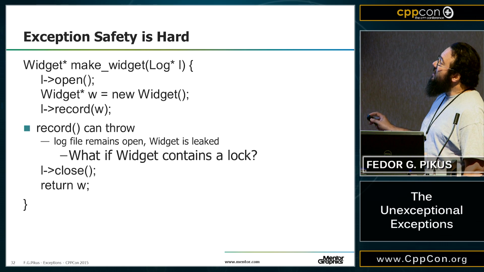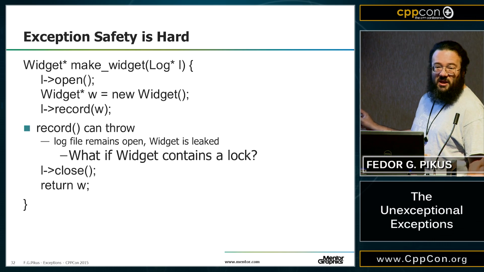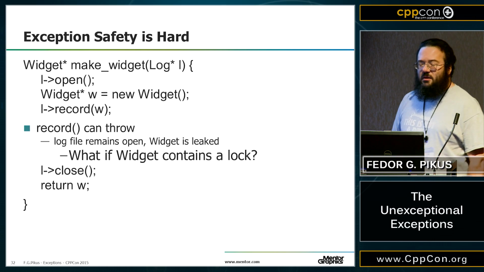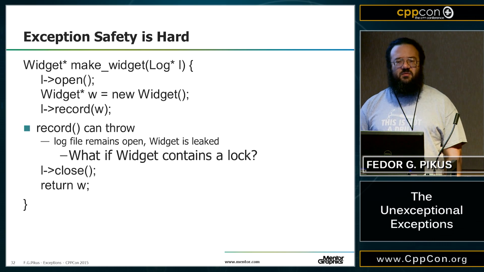Presumably, the recording can throw. What happens if that throws? Well, we throw, we don't return the pointer, but we did allocate it. So now there is no way to get to that widget anymore. So the widget is leaked. That wouldn't be half as bad if it was just the memory.